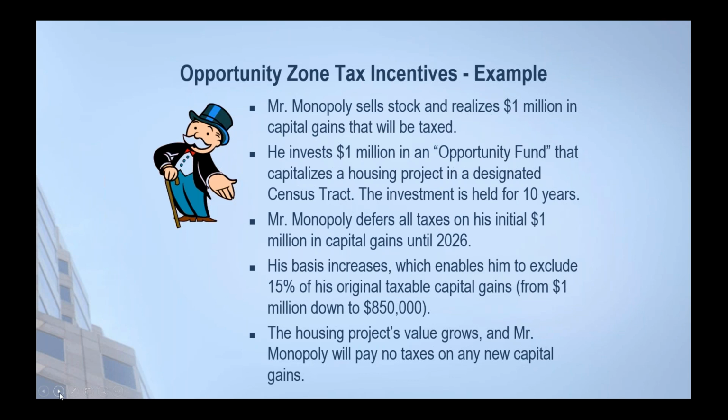So when he sold that stock and put it into the opportunity fund, he's going to defer any capital gains on that initial $1 million until 2026. Since he is holding that investment for 10 years, he's not going to pay taxes on the $1 million that he originally made. He's going to pay 15% less. So he's going to pay taxes on $850,000.